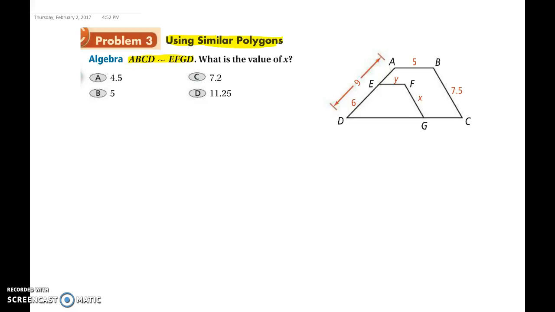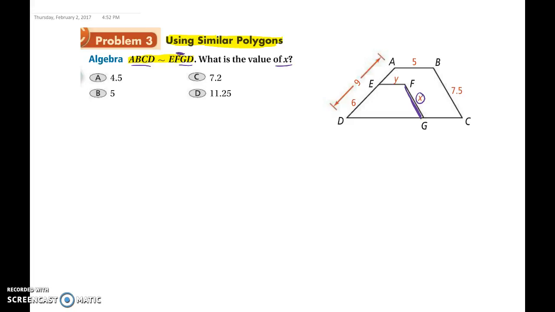So once they tell us that ABCD is similar to EFGD, we know that all the corresponding angles are the same, and we know all the corresponding ratios are proportional. So they want us to solve for x. What is the value of x? First thing you should do is say, well, where does x represent? So x is FG.